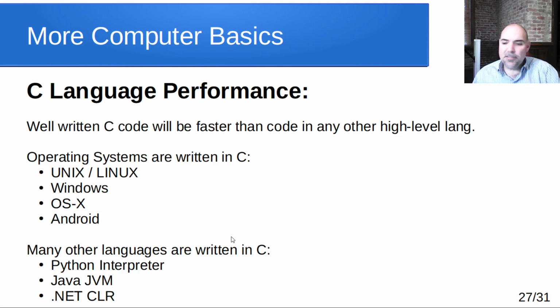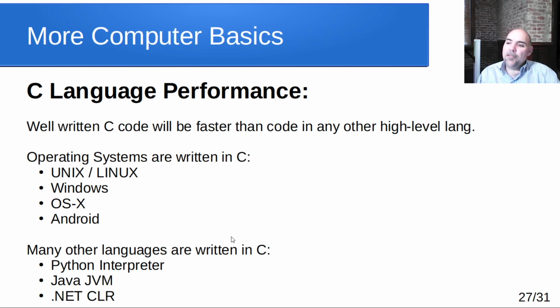So for example, Unix/Linux, probably 99.9% of that is C, and all of the kernel code is C. Windows is C. OS X and Mac is C. Android is C. Mac OS, C. So all of those operating systems are completely or mostly written in C.